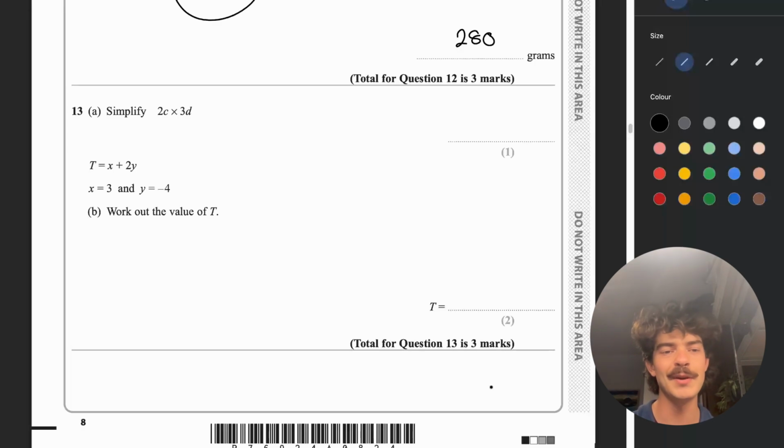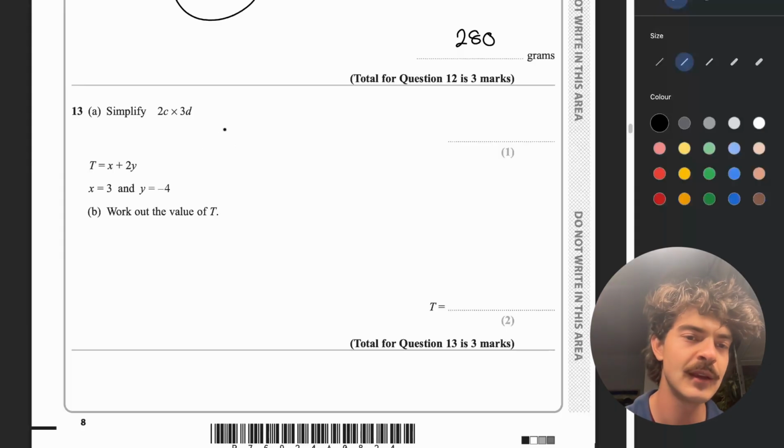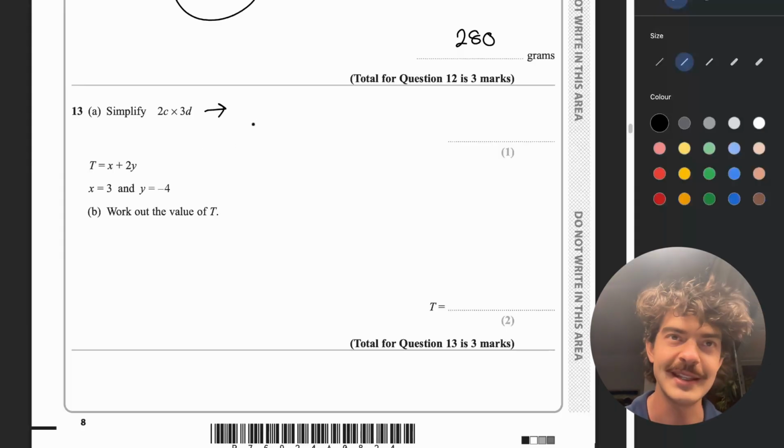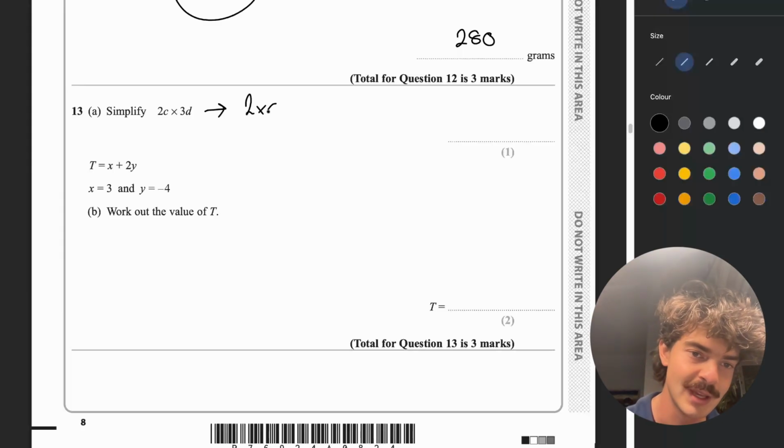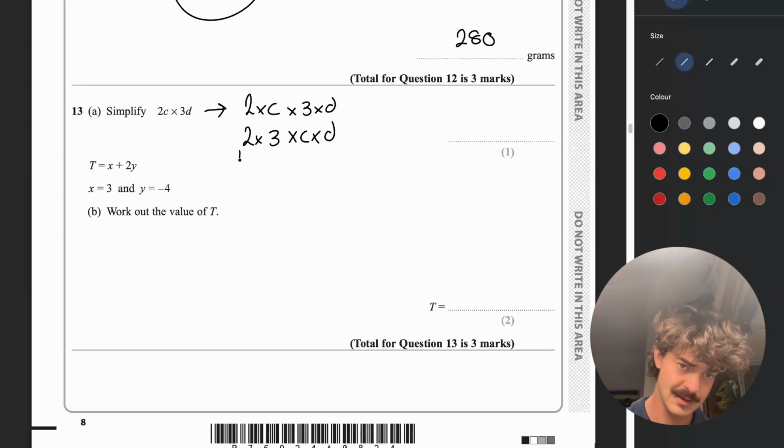Next up, question 13, our first little bit of algebra coming into play here. Simplify 2c times by 3d's. Now, multiplication has this property where actually the order doesn't matter. 2 times by c times by 3 times by d is exactly the same as saying 2 times by 3 times by c times by d, right? Looking at this, 2 times 3, 6, cd, can you simplify that? So 6cd, that's as good as you're going to get.